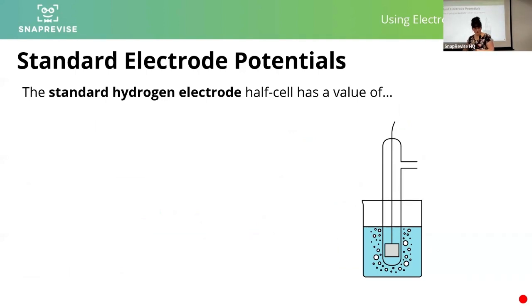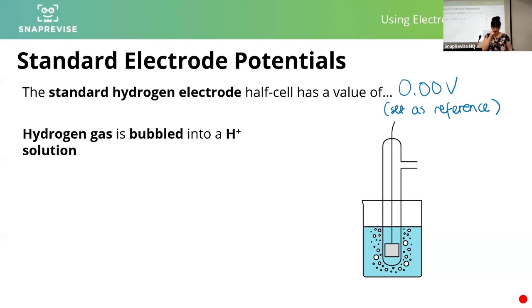It is 0. Hopefully everyone got that. It is 0.00 if we're being specific, volts, because we set it as a reference. We have a couple of these in chemistry, one of them in NMR. So we set it as a reference, 0.00 volts. Hydrogen gas is bubbled into a H+ solution. This is what happens under standard conditions.